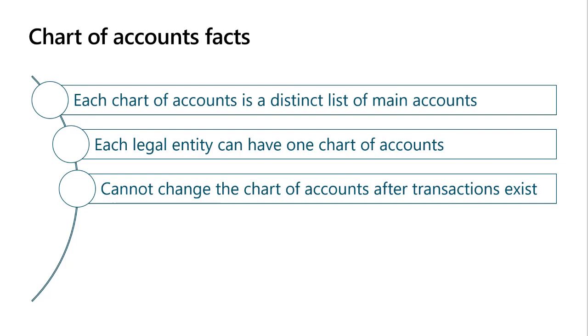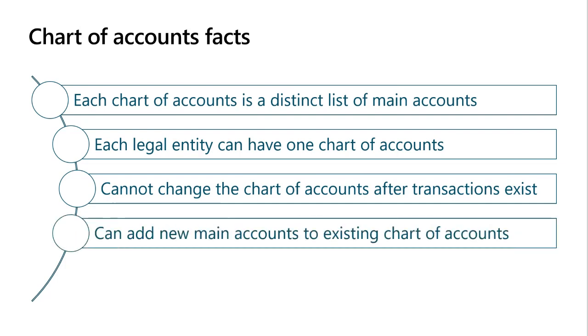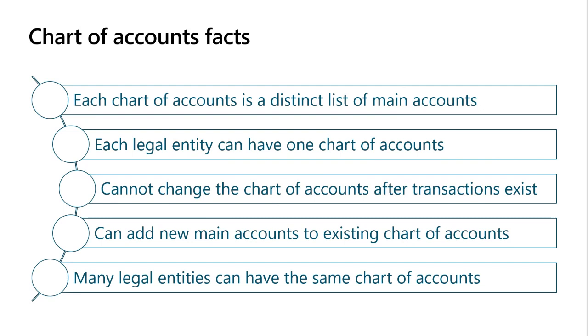You can add new main accounts to the existing chart of accounts and disable the accounts or make changes to the accounts after transactions exist. This includes making legal entity overrides on a main account if you need the behavior to be different for one or more legal entities. Many legal entities can have the same chart of accounts. If you want to share the chart, you will simply assign the same chart of accounts in the ledger form for each of your legal entities.